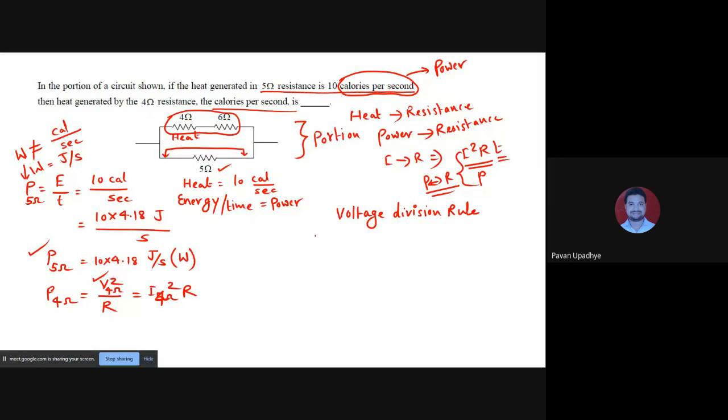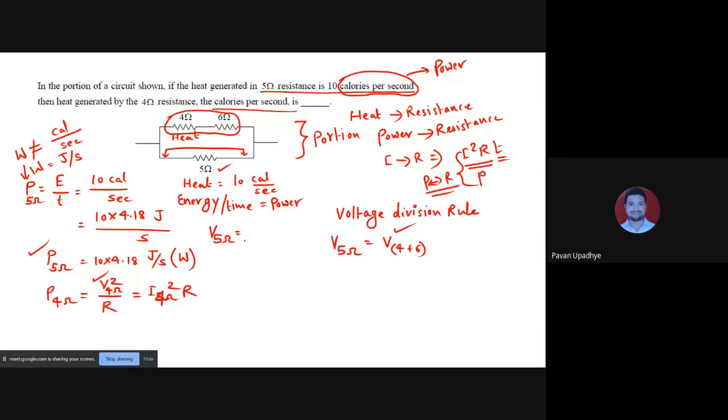So whatever is the voltage that is appearing across 5 ohm will also appear across the branch of 4 and 6 ohm. So if we get to know this, we can apply voltage division rule. So if you know the voltage across 5 ohm, then our problem may be solved. So your next target is to find out the voltage across 5 ohm.